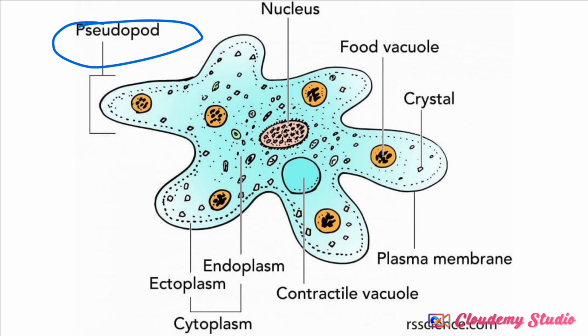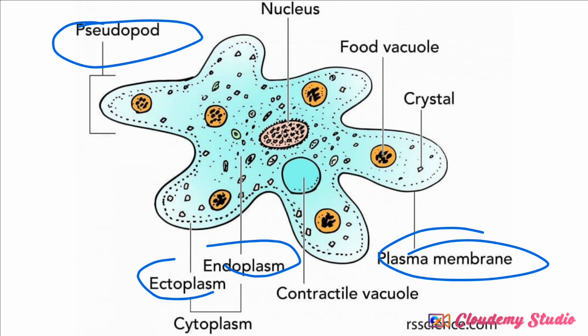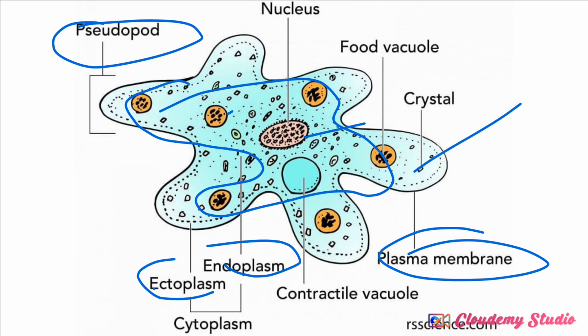And they have a thin structure called the cell membrane. Can you see it here? The plasm is divided into two: the ectoplasm and the endoplasm, like the cytoplasm. The endoplasm contains all the cellular organelles, including the food vacuole, the nucleus, the crystals, and other things like the contractile vacuole. You understand? Now, they feed by an action called phagocytosis.